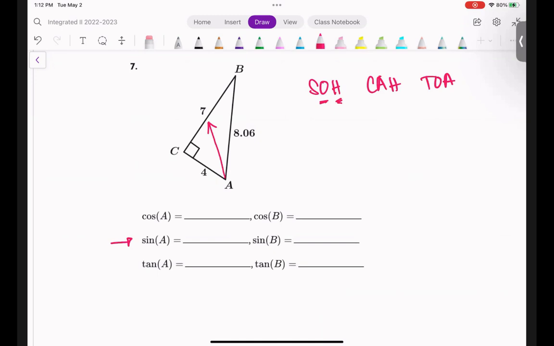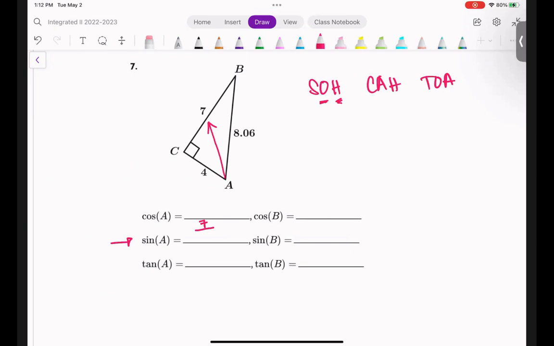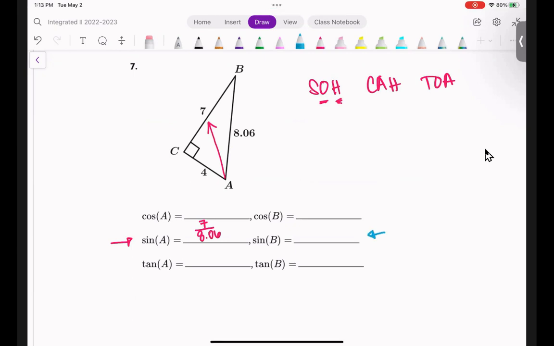So that's going to be 7 over, and then which one's my hypotenuse? Which one is my hypotenuse? Yeah, 8.06. That's it. Okay, your turn. Now you find the sine of B.